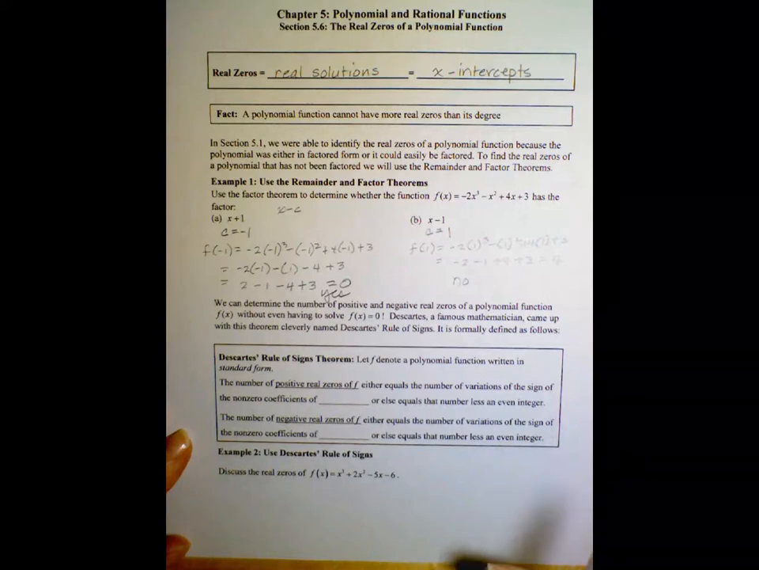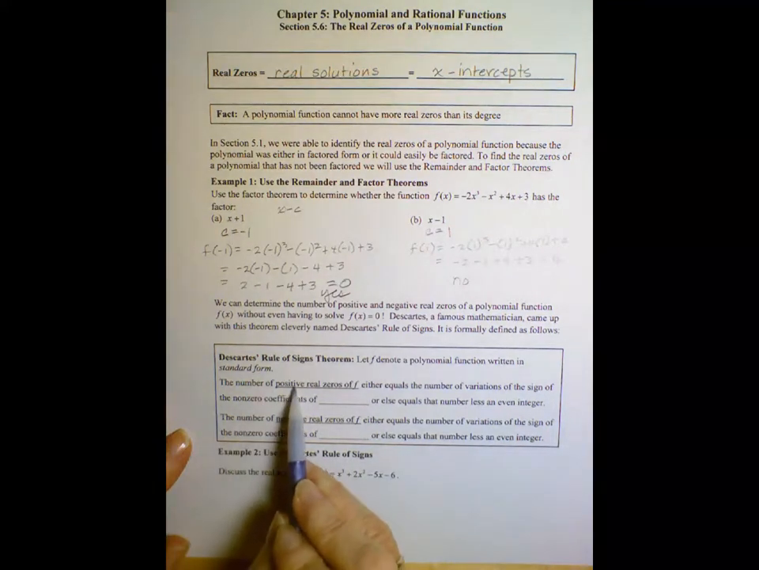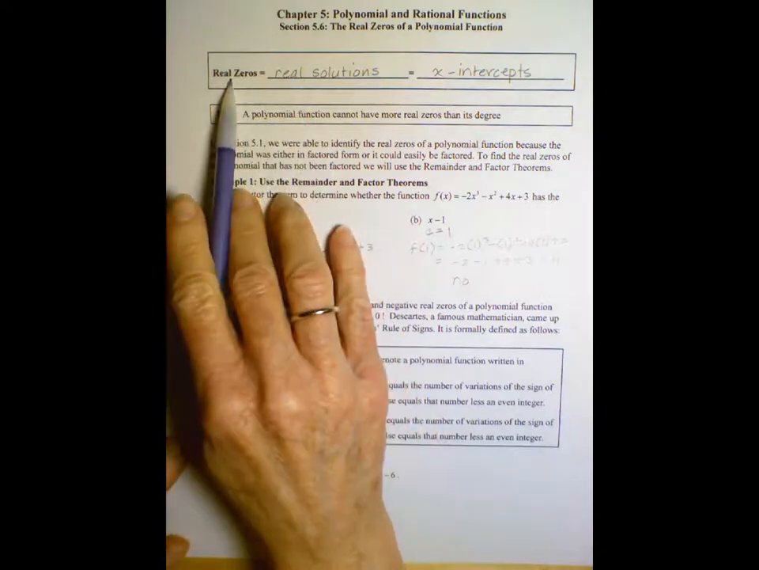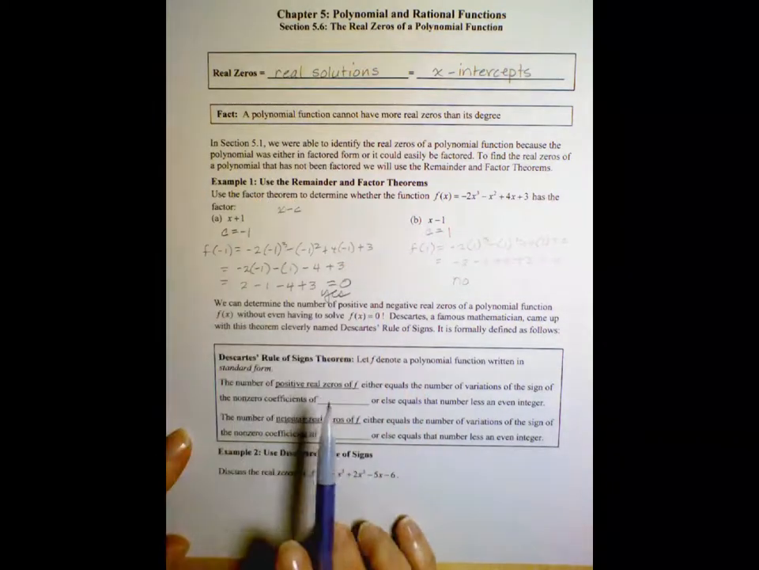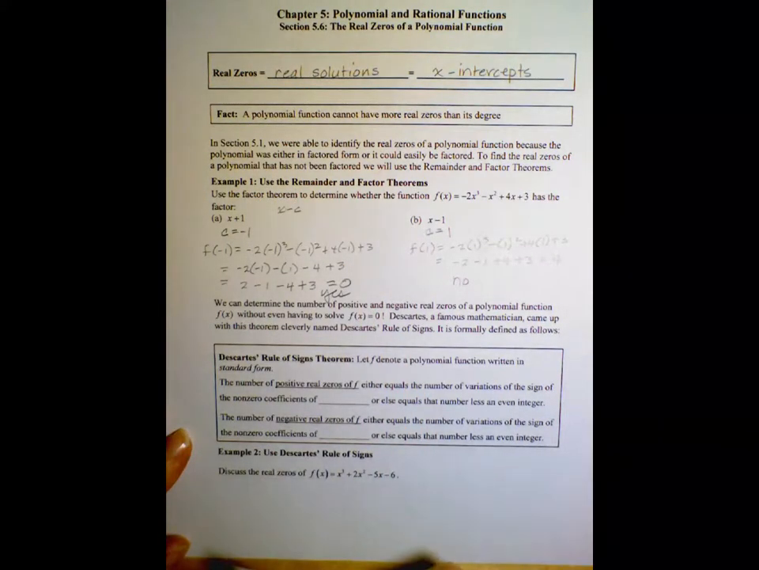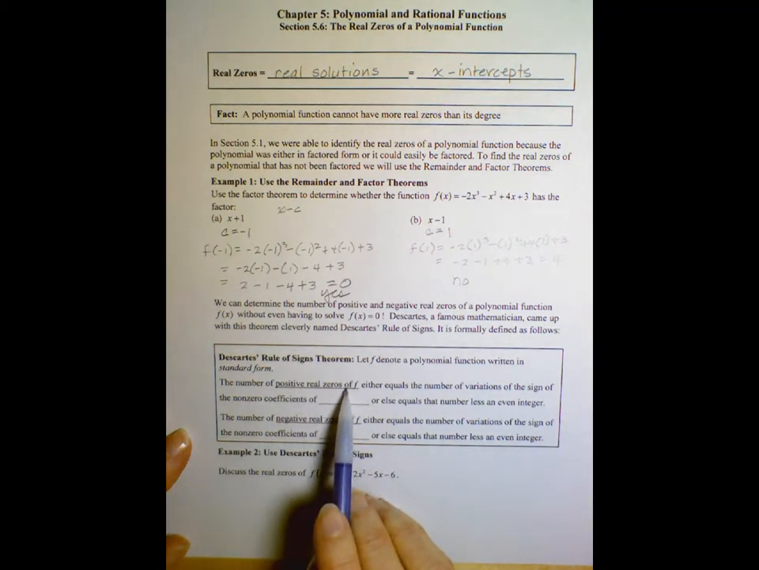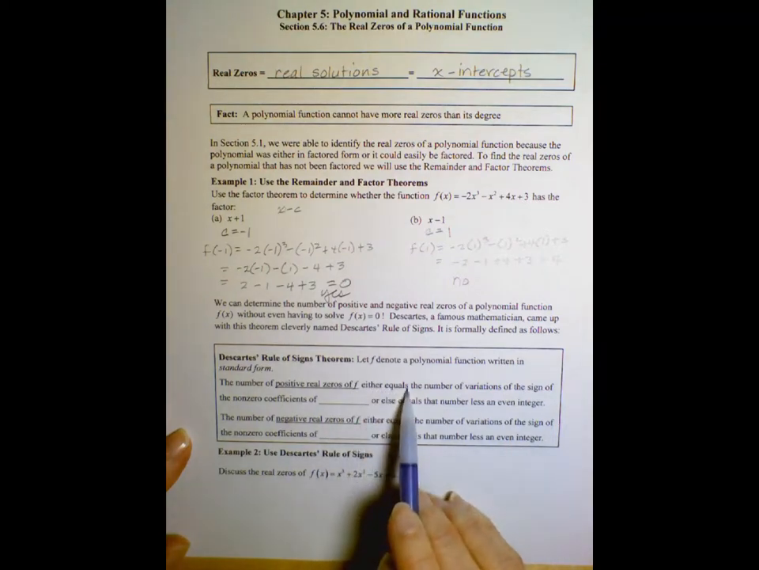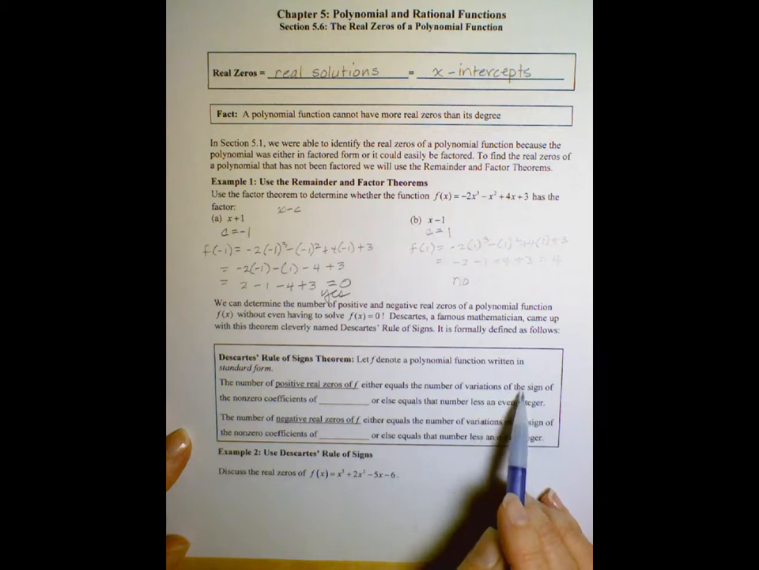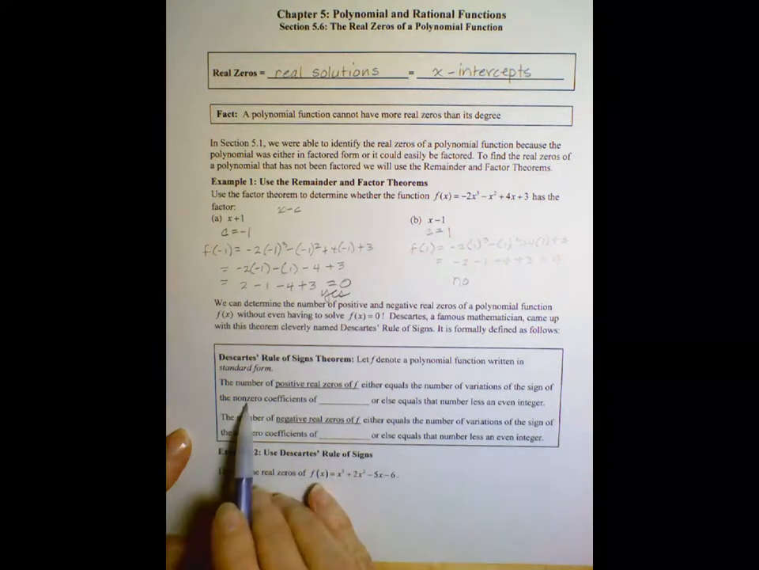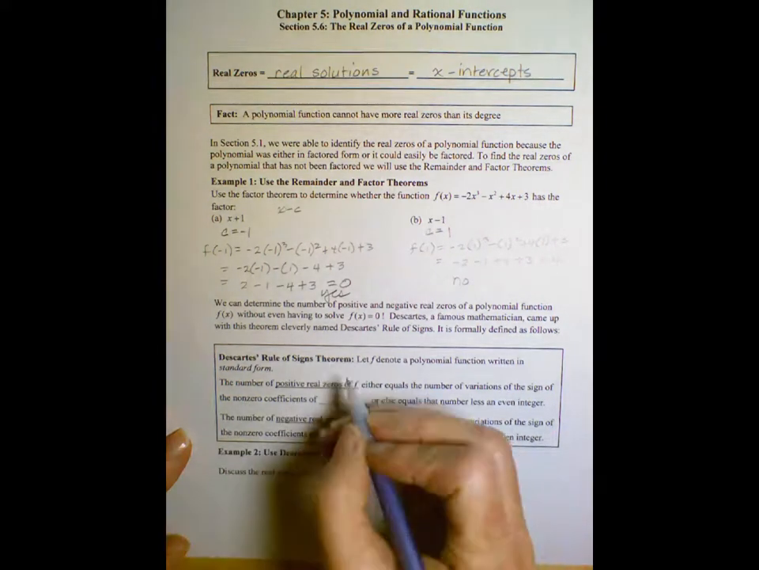What do we mean by that? Starting with the highest power on the variable, working down to the lowest power and a constant if there is one. The number of positive real zeros. So remember, we're looking for all the real zeros. It might be helpful to know how many positives and negatives there are. So we can get the number of positive real zeros of f. We can find out how many to expect, and it's either equal to the number of variations of the sign of the non-zero coefficients of f of x.